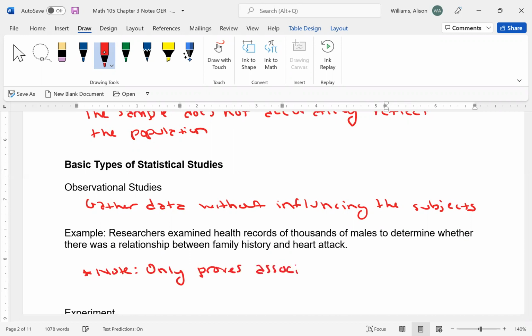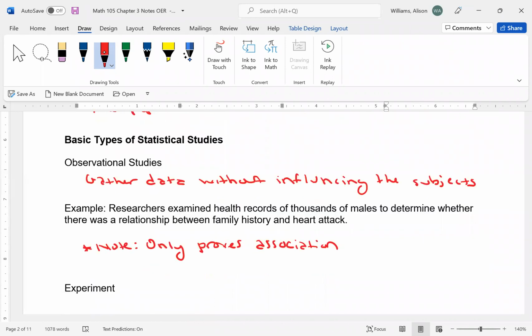So there is a connection. If they look at it and there's consistently people who've had heart attacks have this family history of heart attacks, that doesn't mean that if you have a family history of heart attacks, you're going to have a heart attack. It doesn't mean that. It just means there's an association between that.